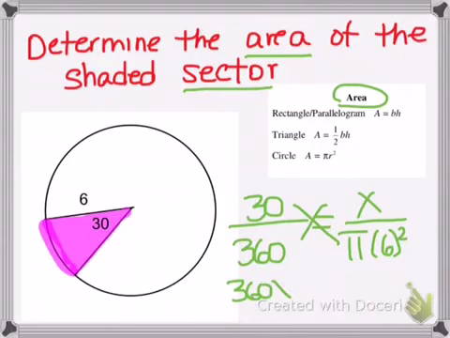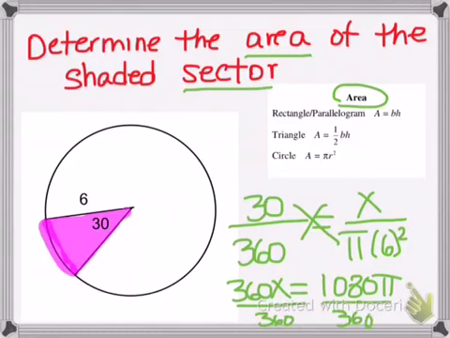So 360x equals 30 times pi times 6 squared. So that's going to give me 1,080 pi. And then to solve the equation, divide both sides by 360 using the division property of equality. So that gives me the area of the shaded sector is 3 pi. And that's the exact value. To find the approximated value, hit your SD button, so 9.4 rounded to the nearest tenth.